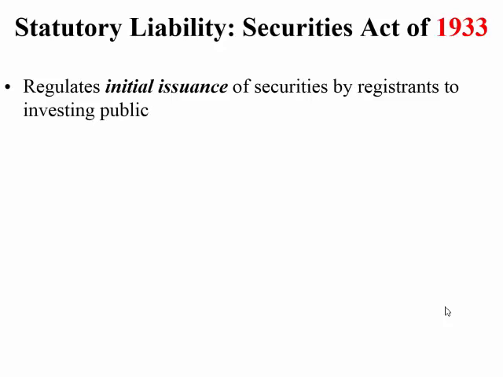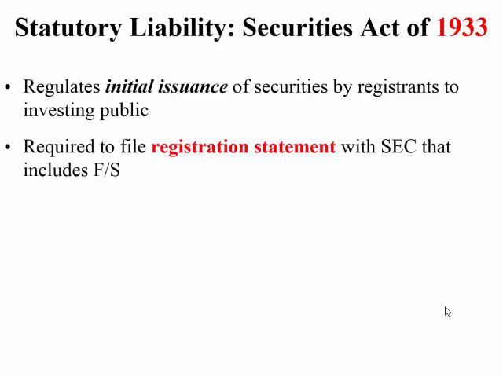That is, when you do an initial public offering, this is the law that governs the issues related to an IPO. You're required as part of that to file what's called a registration statement with the SEC that includes audited financials, and that's where the auditor's liability becomes a part of this.